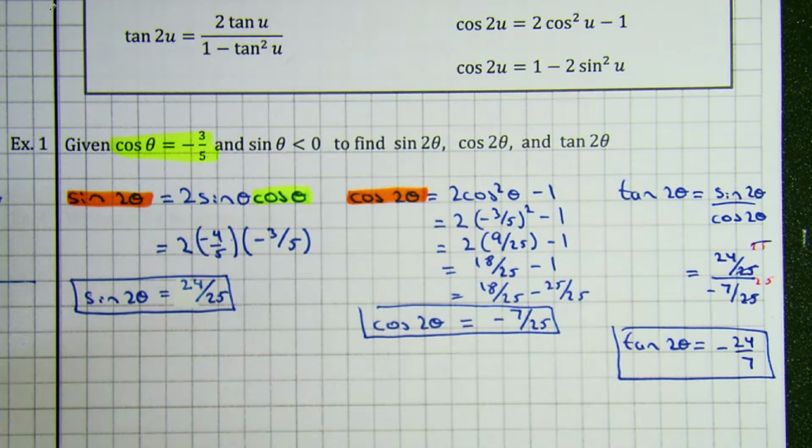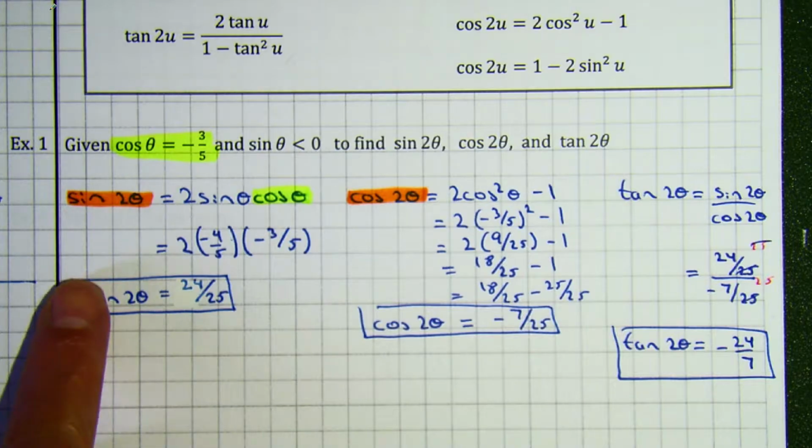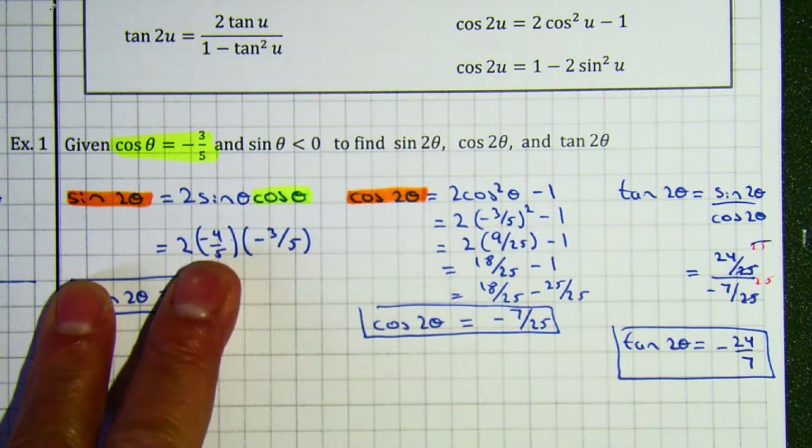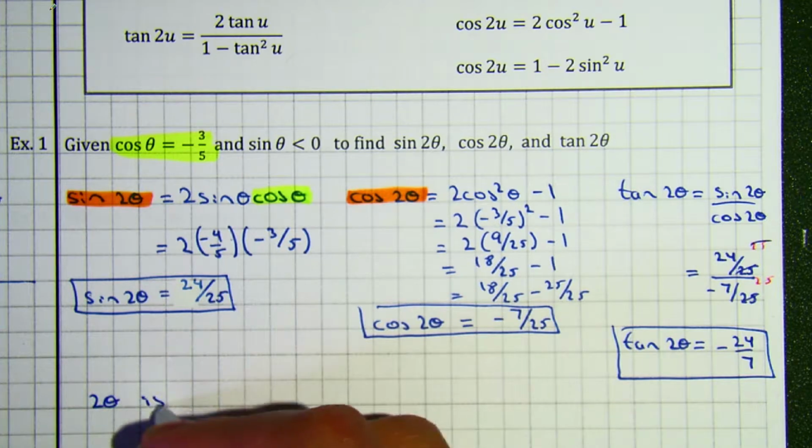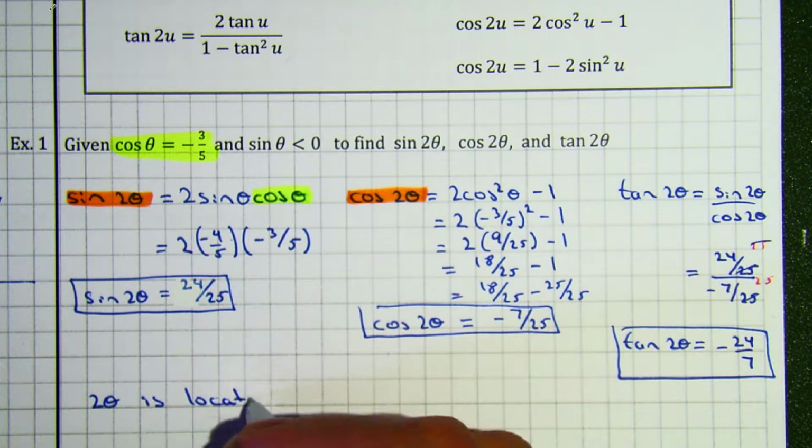Now, many times they might ask you where the angle is located. So see if you can determine where's sine of 2, or not sine of 2 theta, but just where's 2 theta located. 2 theta is located in which quadrant?